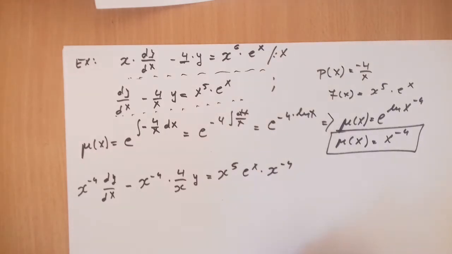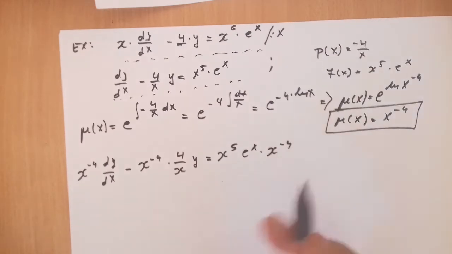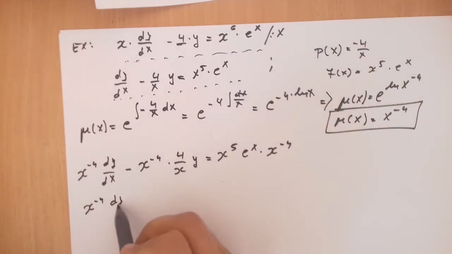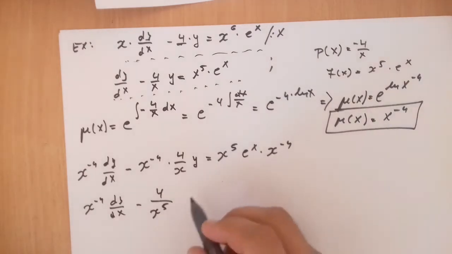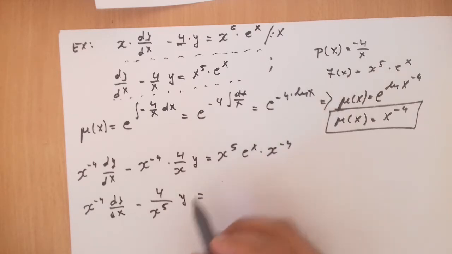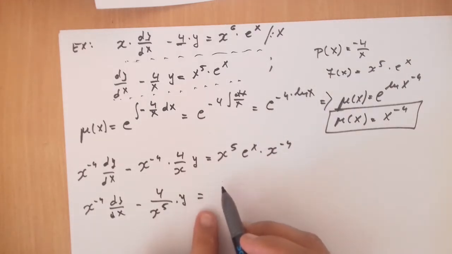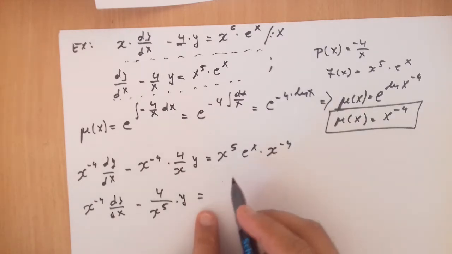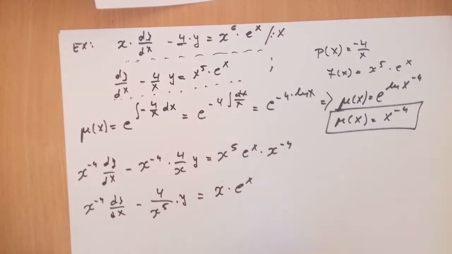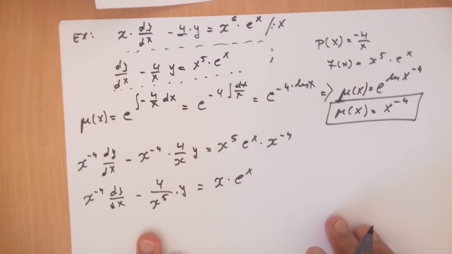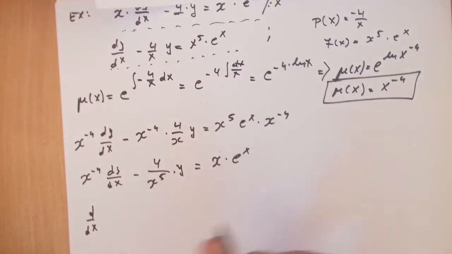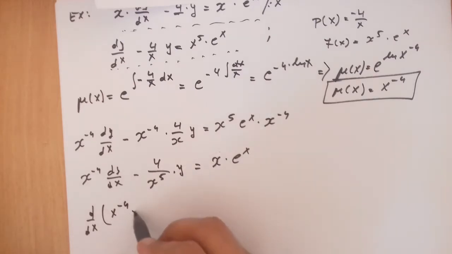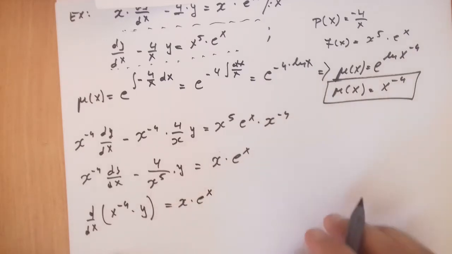Okay, I will do one further step. x to the minus 4 dy by dx minus 4 x to the minus 5 times y is equal to x times e to the x. The left hand side we can write as d by dx of x to the minus 4 times y, which is equal to x times e to the x.